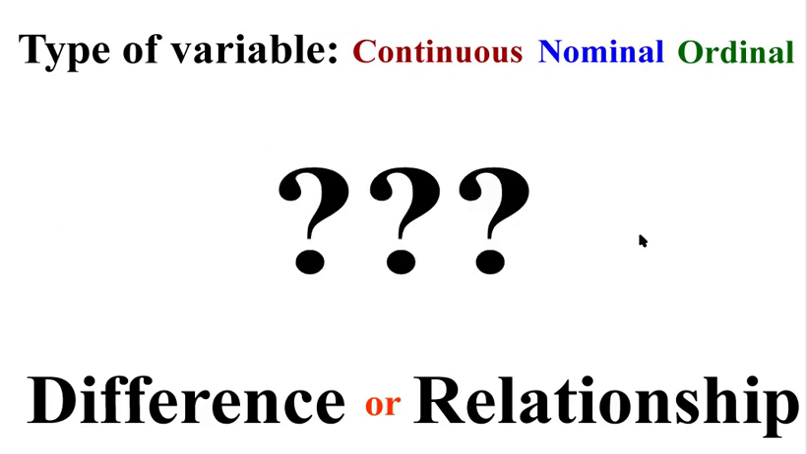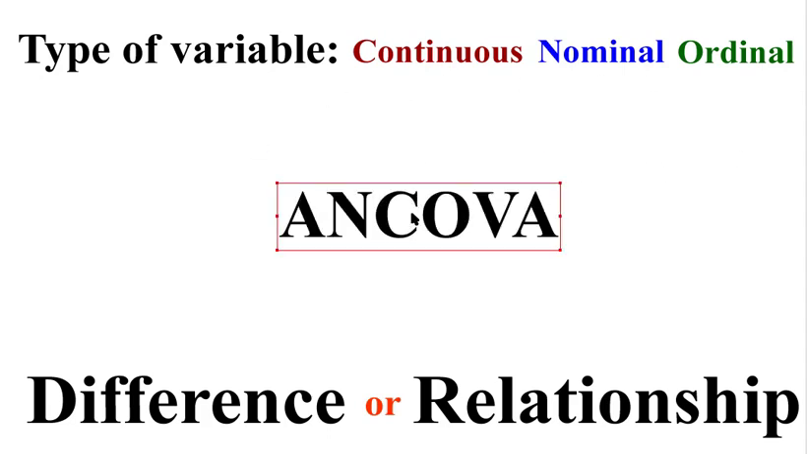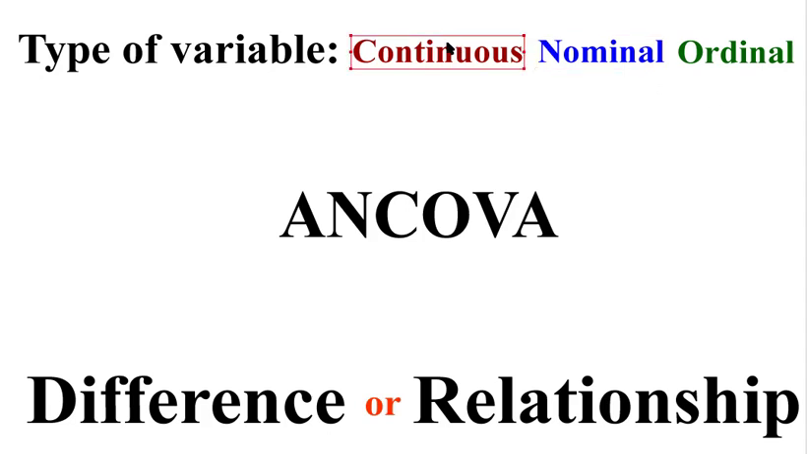Real quick again, we got one nominal variable with three levels. We got one continuous variable that's stress, that's the DV, and we're controlling for something. So that becomes an ANCOVA. The C stands for covariate. Analysis of covariance. That's the difference between an ANCOVA and an ANOVA, is when you control for one variable, which has to be continuous.